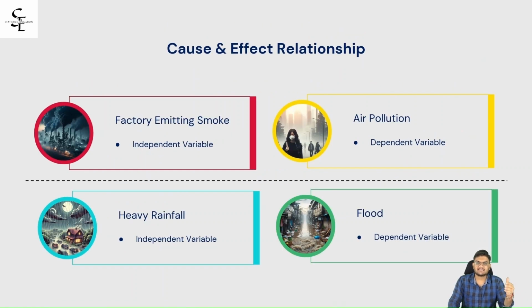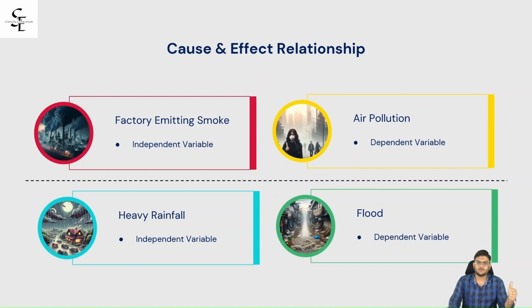So in our previous example, the factory emitting smoke is the causing variable, thus it is independent variable, while air pollution is the affected variable, thus it is known as dependent variable. In the second example, heavy rainfall will be independent variable and the flood conditions will be dependent variable. I hope you understood the concept of cause and effect relationship.